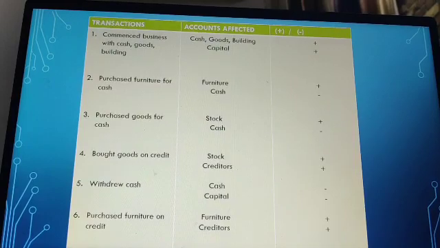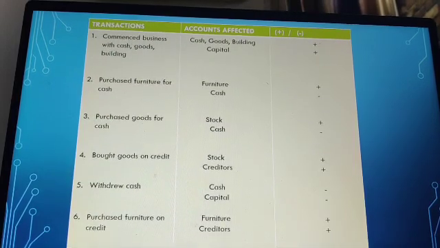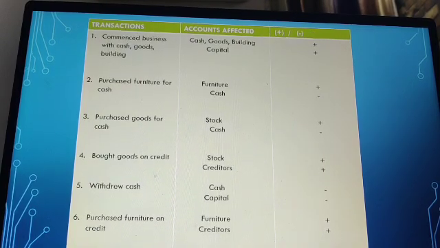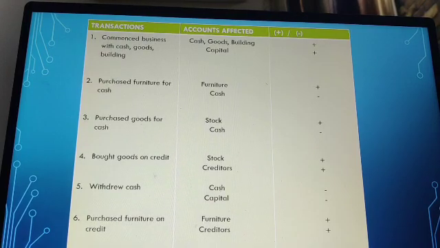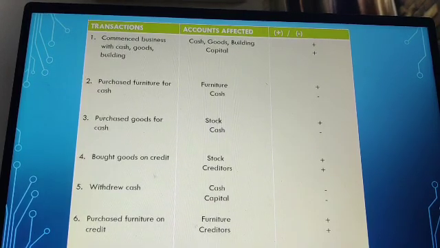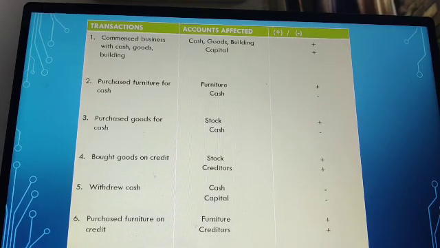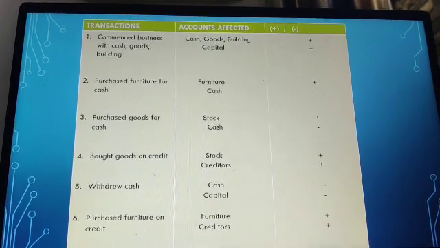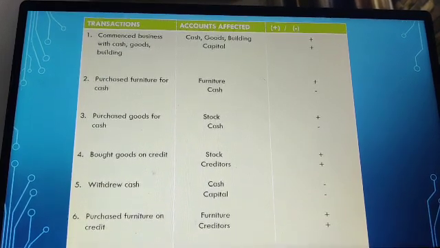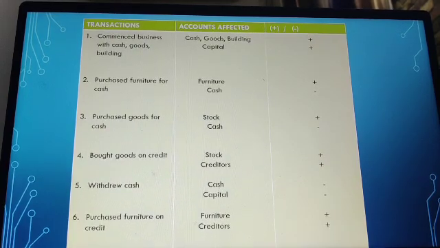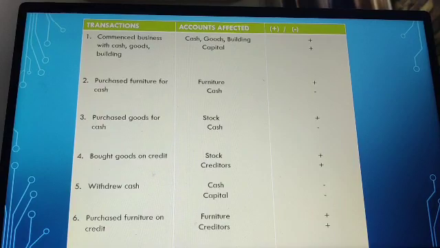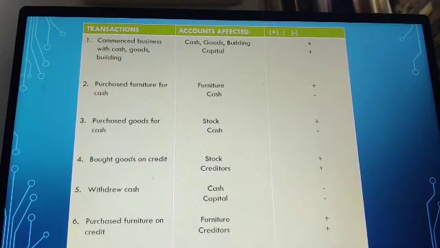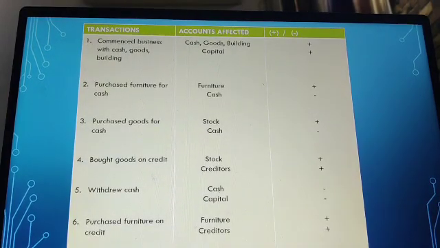Now the very next transaction says purchased furniture for cash. The two accounts affected are your furniture and your cash. Since you are purchasing the furniture, your furniture being an asset is added upon. However, cash, you are going to pay it in cash. Thus cash is decreased, and the same respective amount will be deducted from your cash column. This is a kind of transaction where one asset is increased and another is decreased. However, there is no change in the liabilities or capital side, thus keeping your accounting equation balanced.